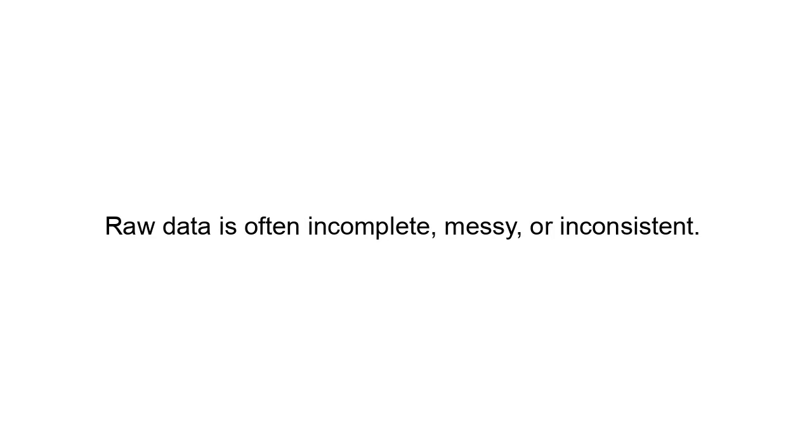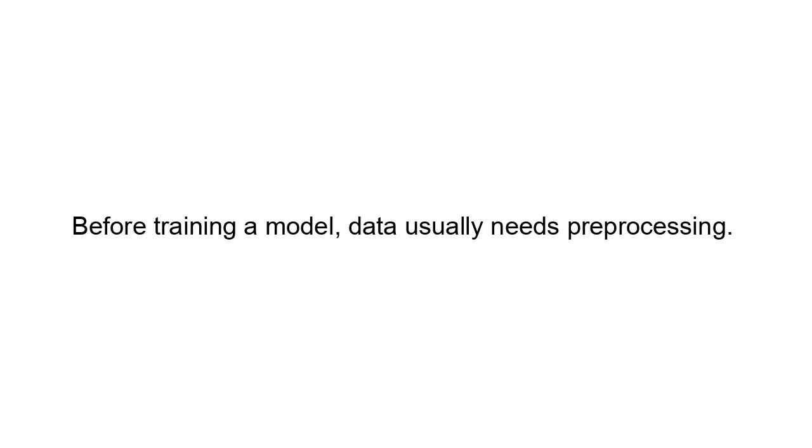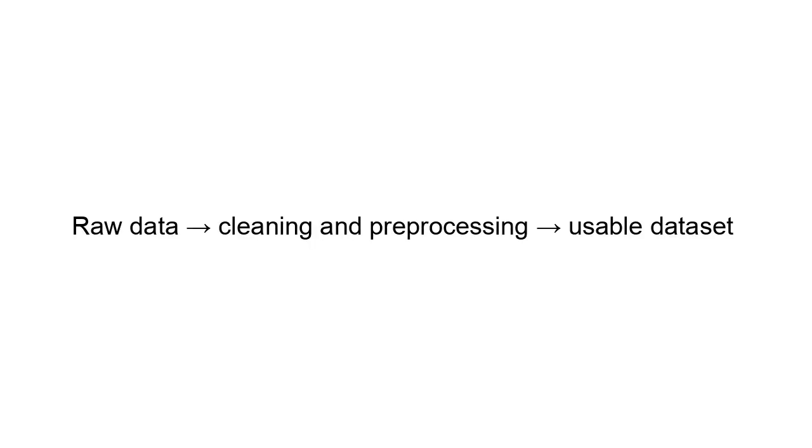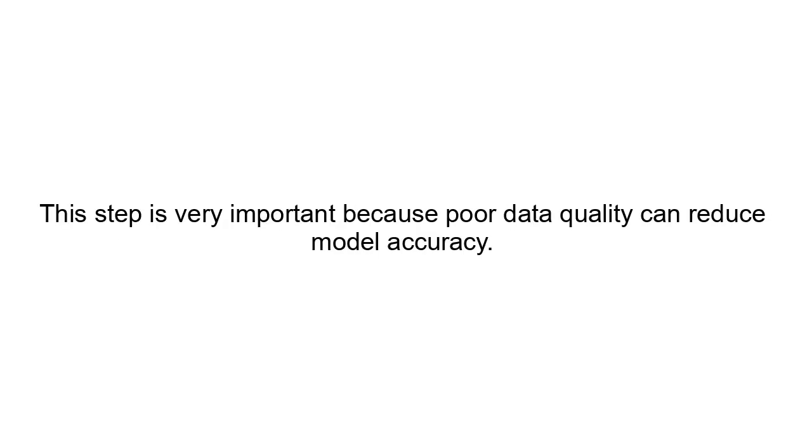Step 3. Clean and prepare data. Raw data is often incomplete, messy, or inconsistent. Before training a model, data usually needs preprocessing. Common preprocessing tasks include removing duplicates, handling missing values, fixing formatting issues, converting text to numbers, scaling numerical values, and encoding categorical variables. Example concept: raw data, then cleaning and preprocessing, then usable dataset. This step is very important because poor data quality can reduce model accuracy.